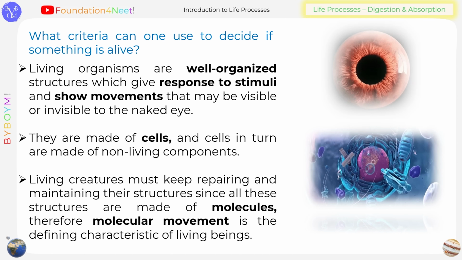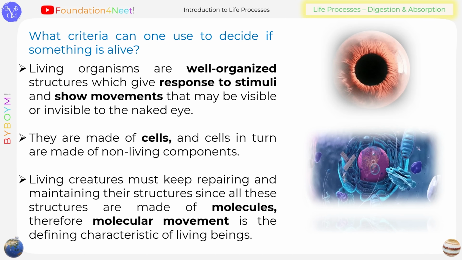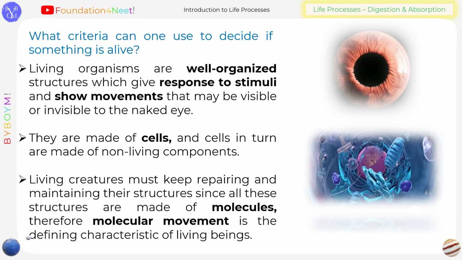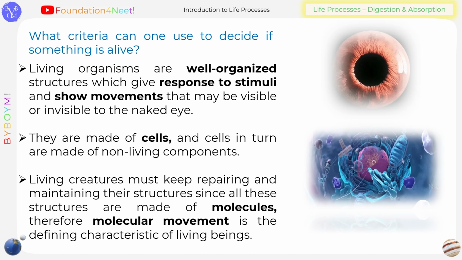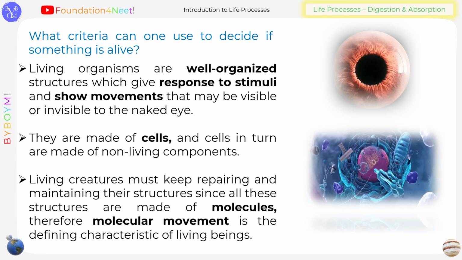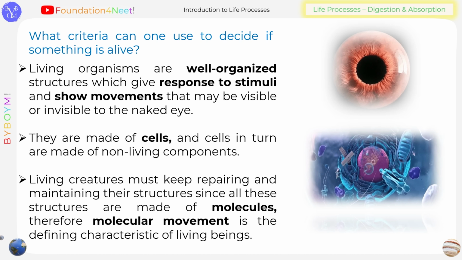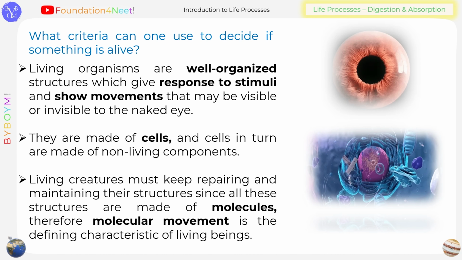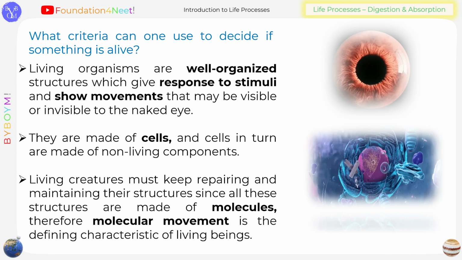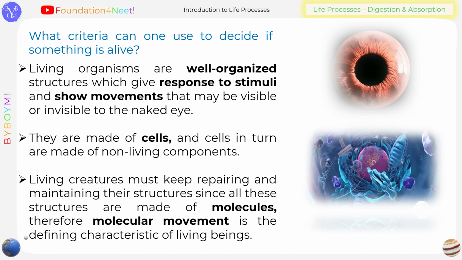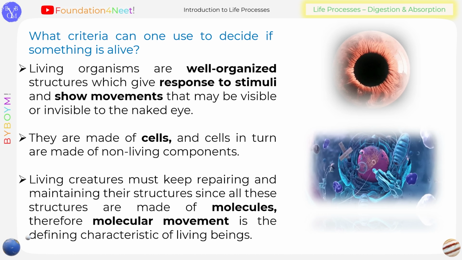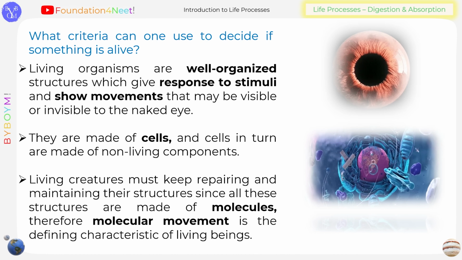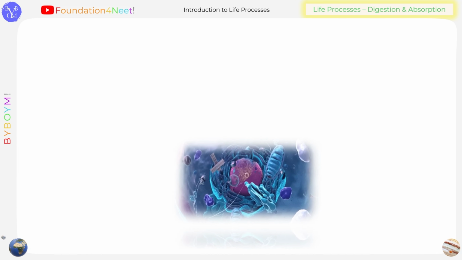What criteria can one use to decide if something is alive? Living organisms are well-organized structures which respond to stimuli and show movements that may be visible or invisible to the naked eye. They are made of cells, and cells in turn are made of non-living components. Living creatures must keep repairing and maintaining their structures since all these structures are made of molecules. Therefore, molecular movement is the defining characteristic of living beings.